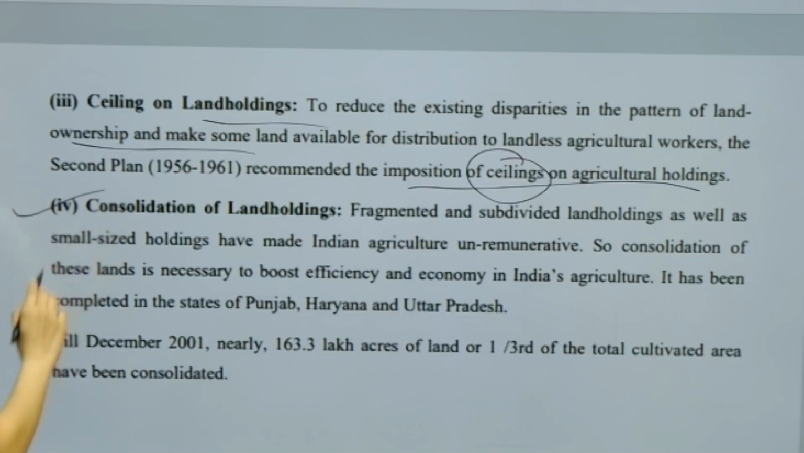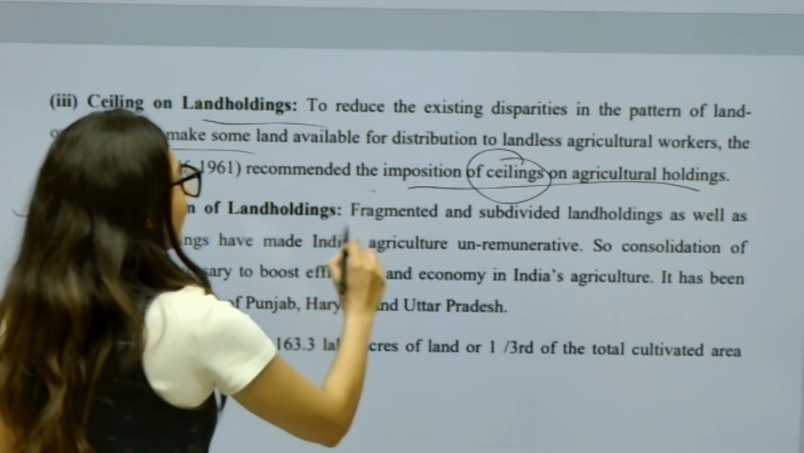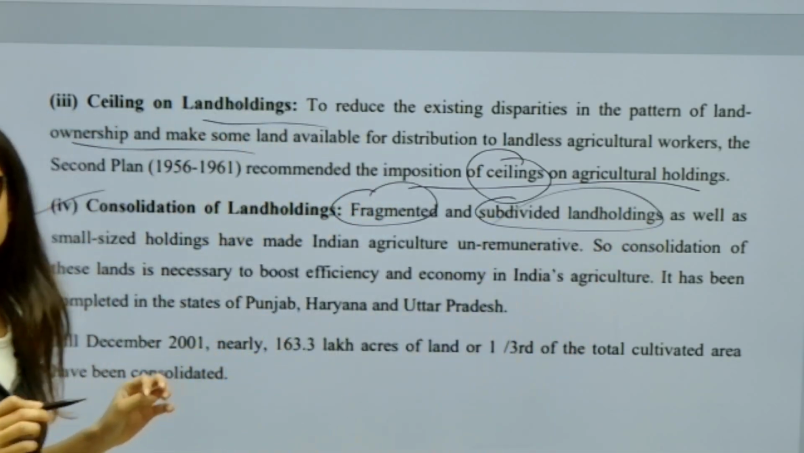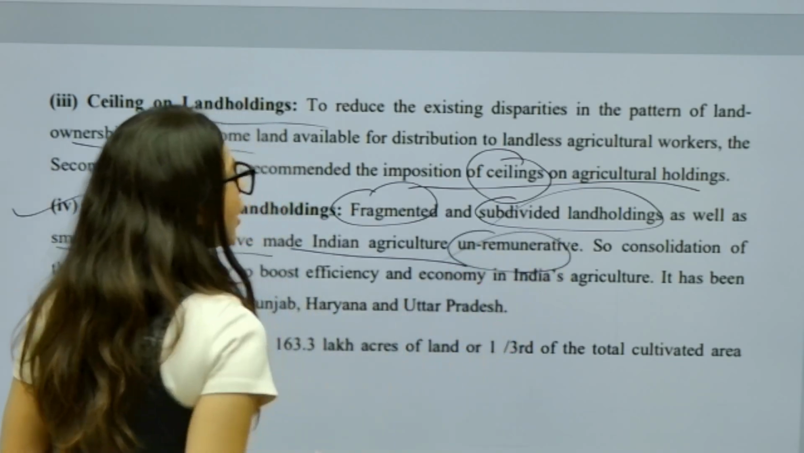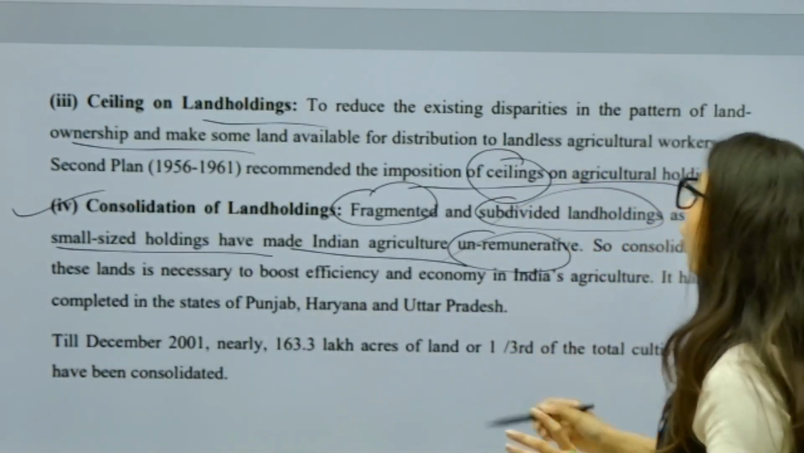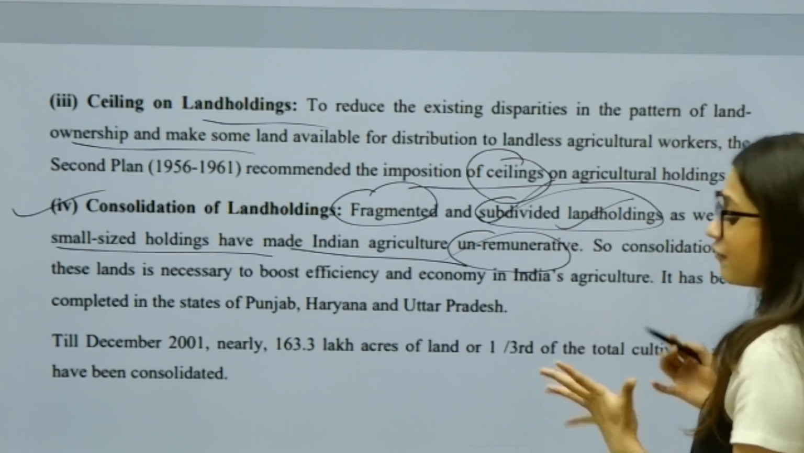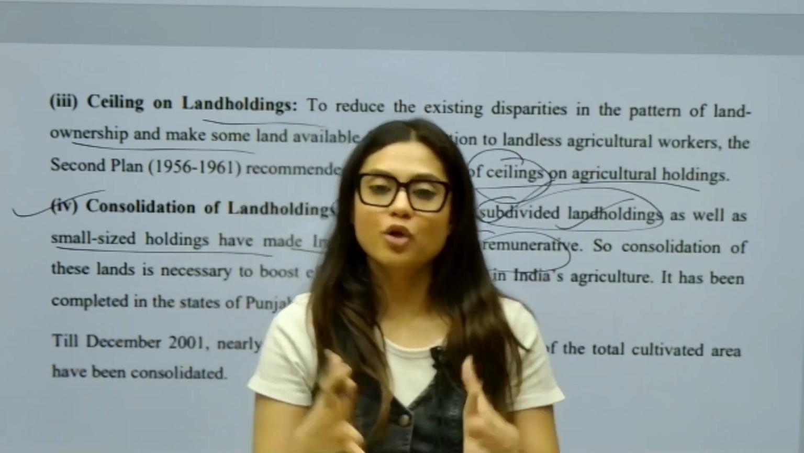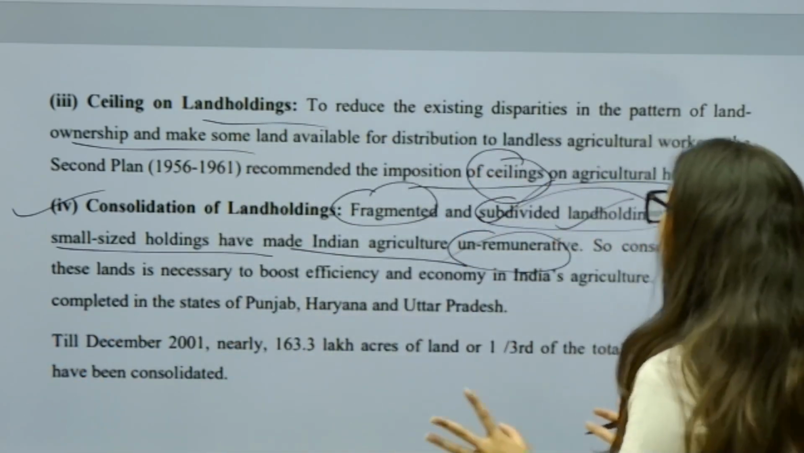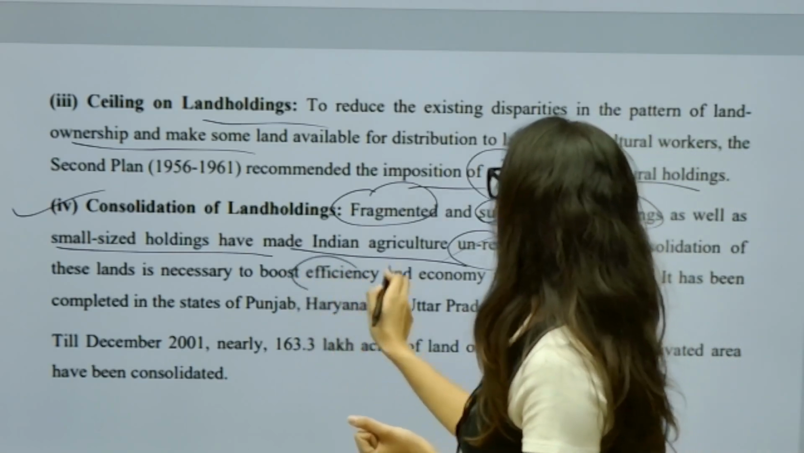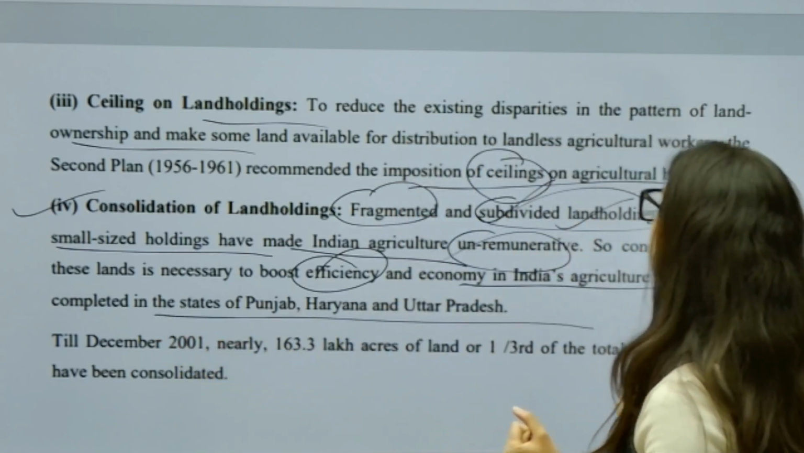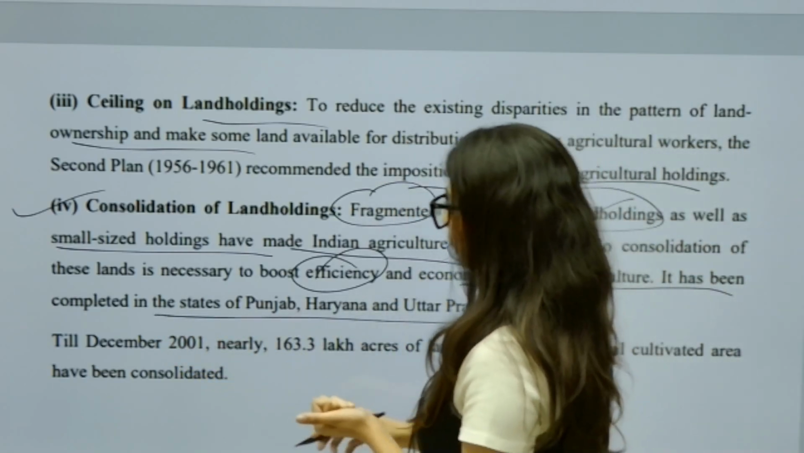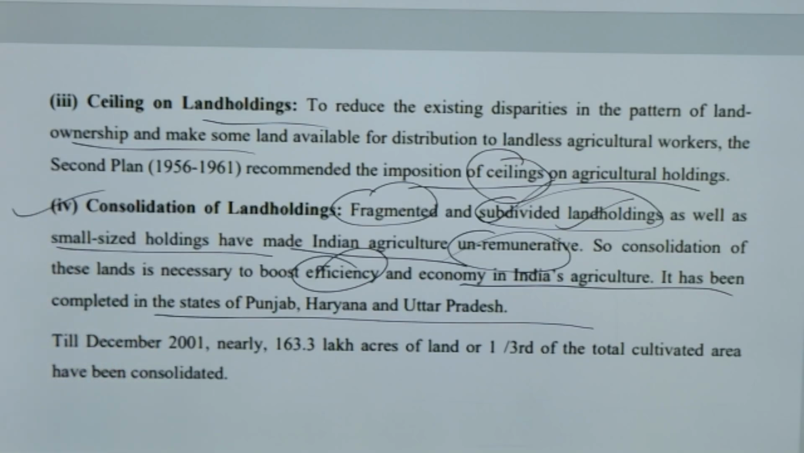Next was consolidation of land holdings. The fragmented and subdivided land holdings were brought together, as they had made Indian agriculture unremunerative. So all of the divided, fragmented, scattered land came together, and this was necessary to boost the efficiency and the economy of India's agriculture. It has been completed in the states of Punjab, Haryana and UP. So these were the major land reforms that you have to remember.